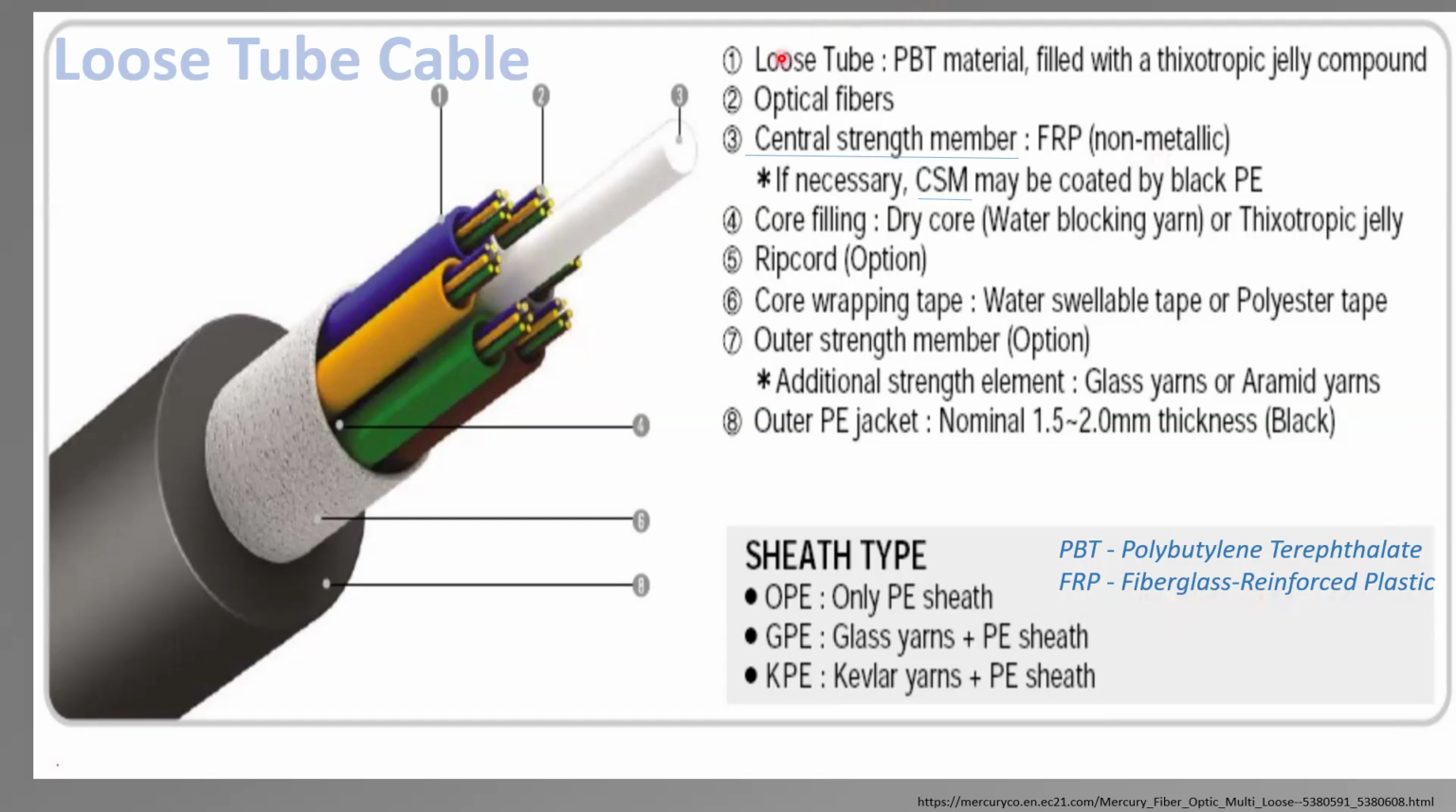All right. So loose tube. Here's the PBT material filled with thixotropic jelly compound. So we're talking about these tubes, and over here, we have the optical fibers. Yes, just about anything with poly in it is synthetic.